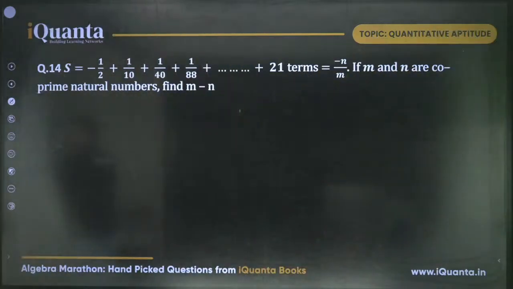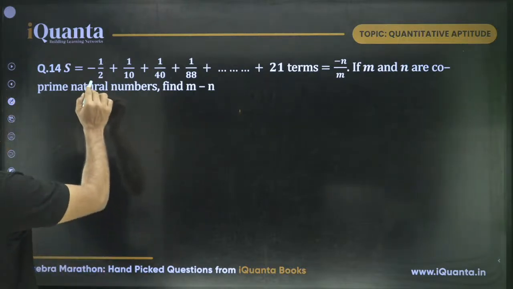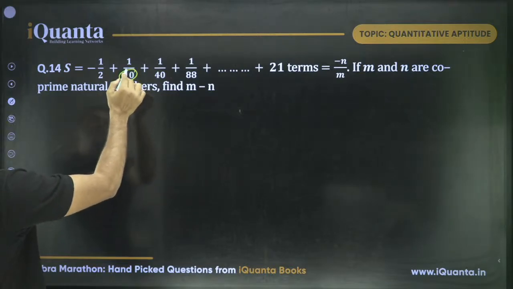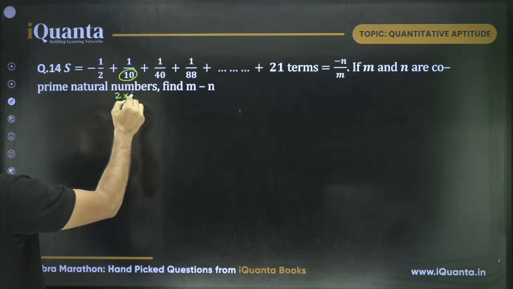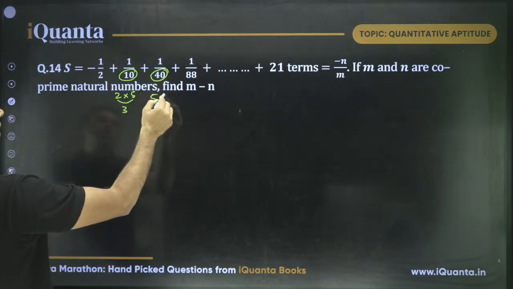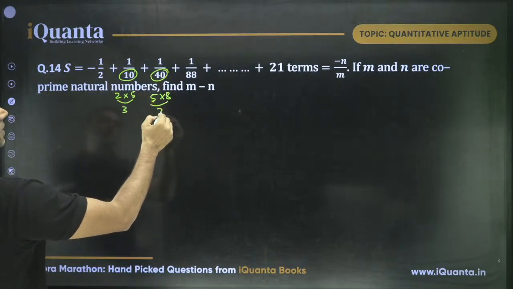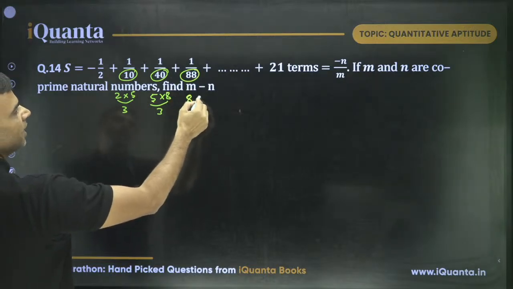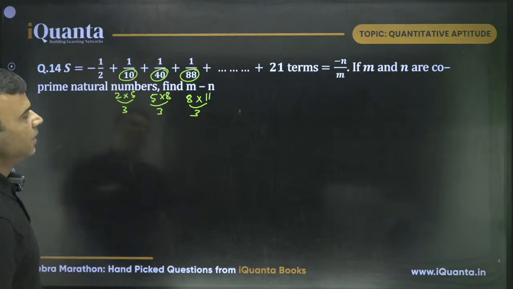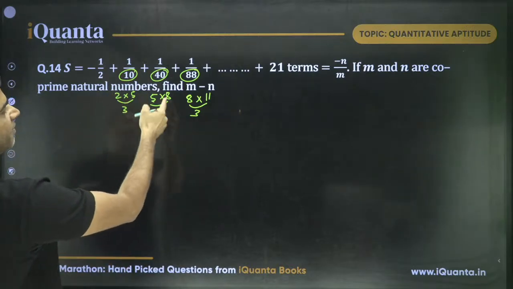चलो, let's see. Look at it closely. This 2, say we are not able to gauge anything, but 10 is 2 into 5. Difference is 3. 40 is 5 into 8. Difference is 3. 88 is 8 into 11. Difference is 3. We have 3 terms like this. So we got the sequence 2, 5, 5, 8, 8, 11.